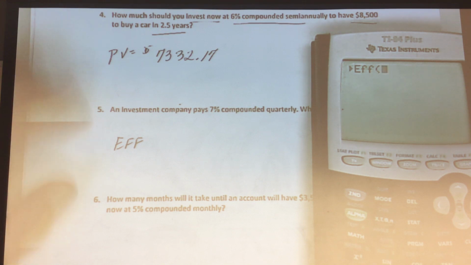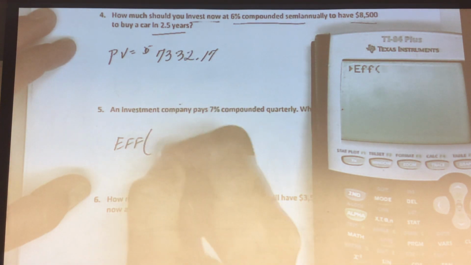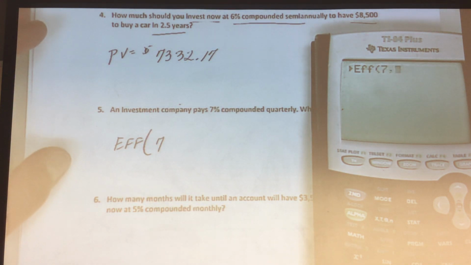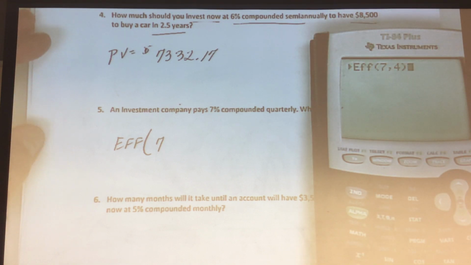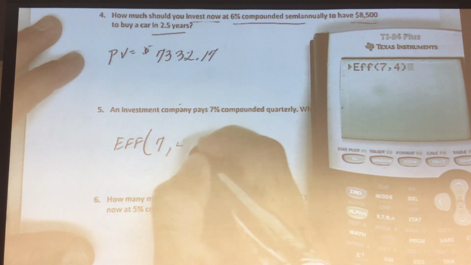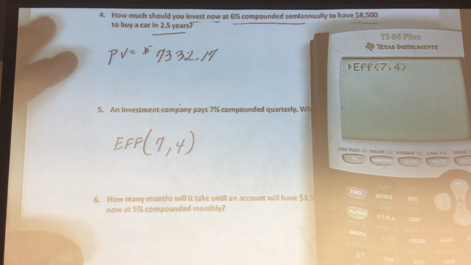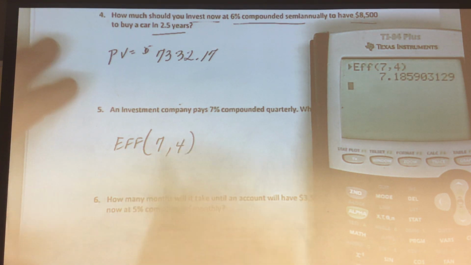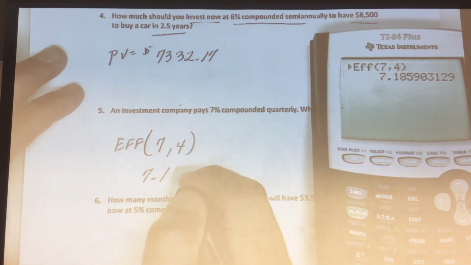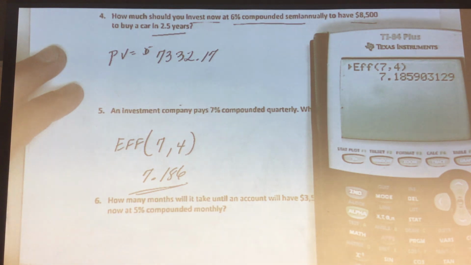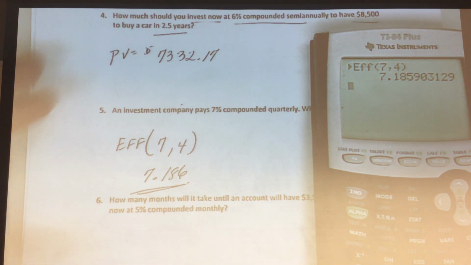Okay, now we're going to enter our rate. So it's 7%. That's your I, comma, C/Y. C/Y is compounded quarterly, so that's 4. So 7, comma 4, and your effective rate is 7.186%. And that is the true rate on that investment.